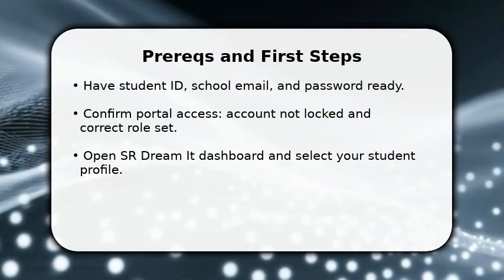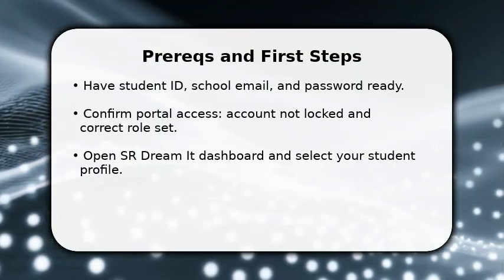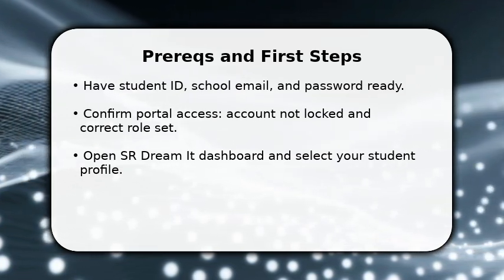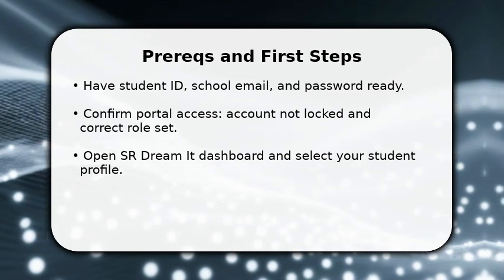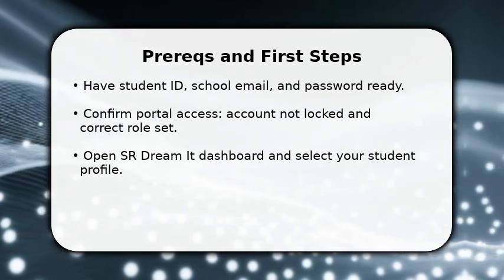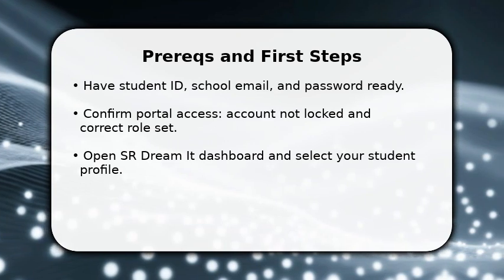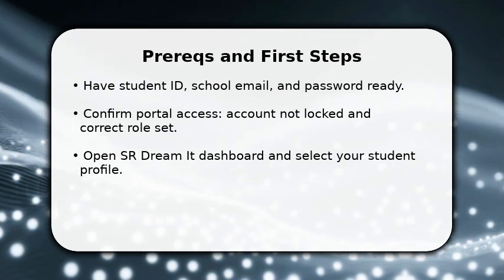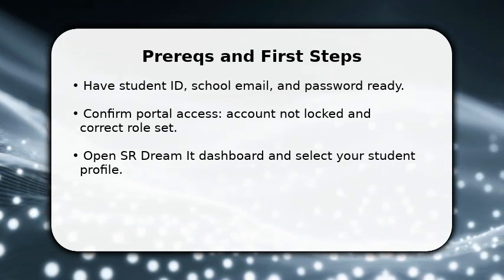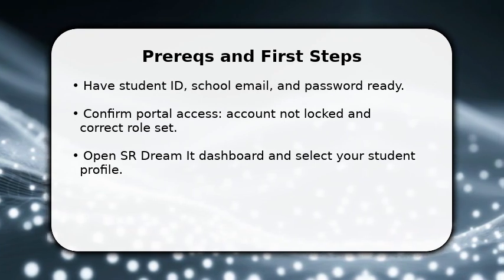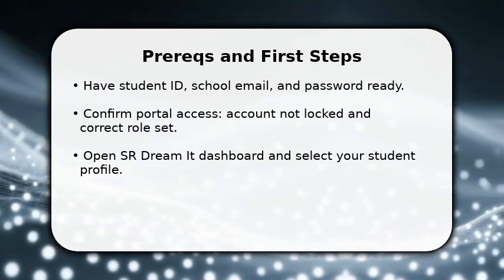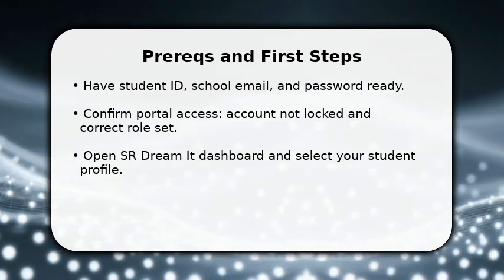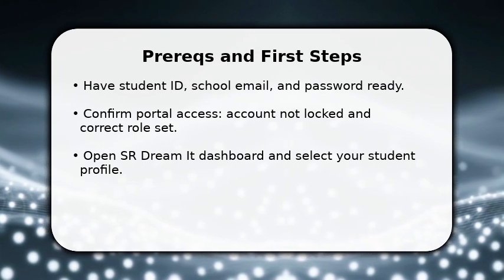Enjoy the video. You start by confirming prerequisites so nothing blocks you. Have your student ID, school email, and password. Once done, log into the SR Dream dashboard and choose your student profile. This ensures the right data loads and saves time. Make sure your account role is correct so you see planning tools. If you hit a verification prompt, complete it now. This first action sequence unlocks the core workspace and prepares you for adding goals and tracking progress without interruptions.